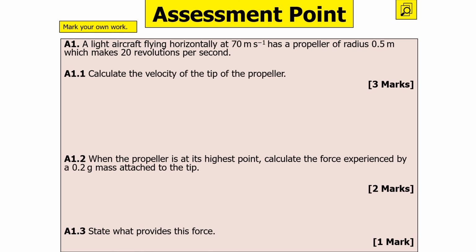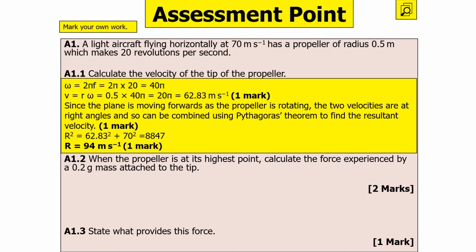Right, so for this first one, we know omega equals 2 pi f, and we've got f because it's revolutions per second. So we say, well, it equals 40 pi. We know v equals r omega, so therefore it's 0.5 times 40 pi, which is 20 pi, which is 62.83 meters per second. Now, since the plane's moving forwards as the propeller is rotating, the two velocities, the horizontal and the vertical, are at right angles to each other. Okay, so we combine them using the Pythagorean theorem to find the resultant velocity.